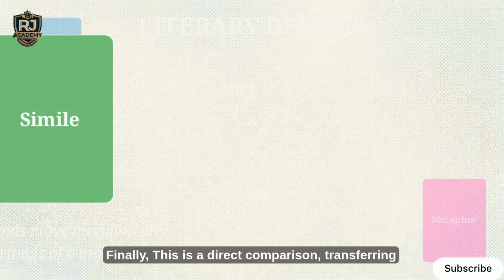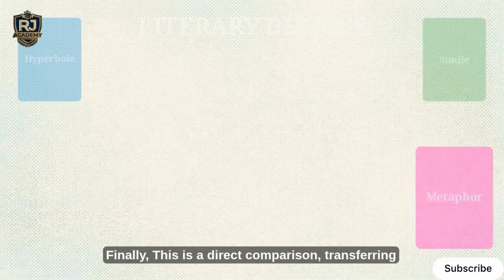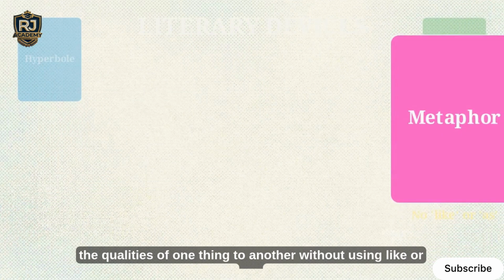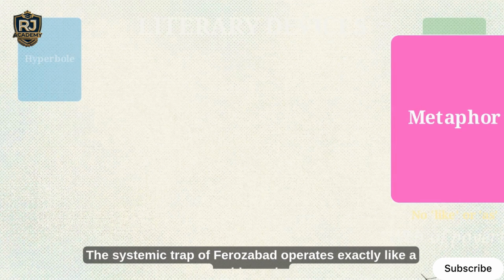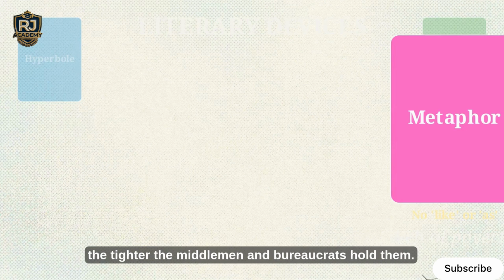Finally, metaphor. This is a direct comparison, transferring the qualities of one thing to another without using like or as. The text refers to the web of poverty. The systemic trap of Firozabad operates exactly like a spider web. The more the families struggle to get out, the tighter the middlemen and bureaucrats hold them.